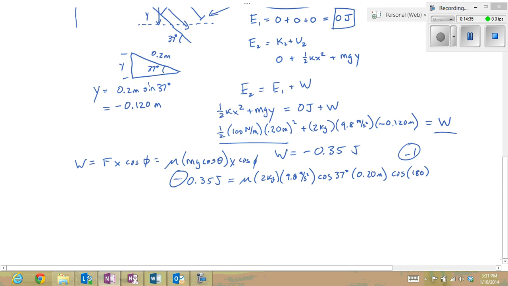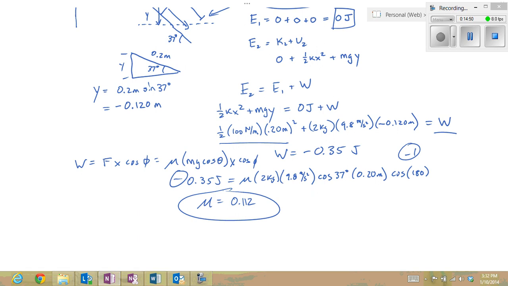So if we now solve this equation for mu and do the calculation, we'll get a value. So we get a final value of 0.112. No units. Remember that the coefficient of friction is a unitless quantity. So there we go, solutions to the last two problems, and I hope that's helpful.